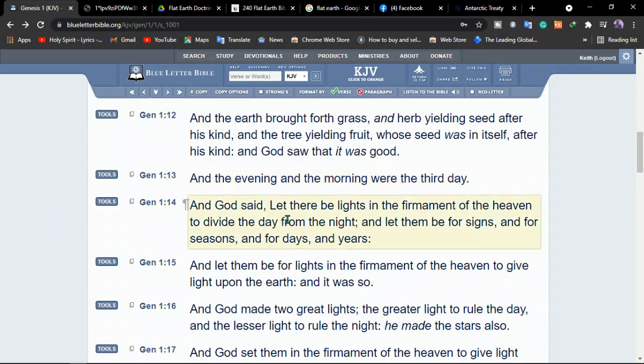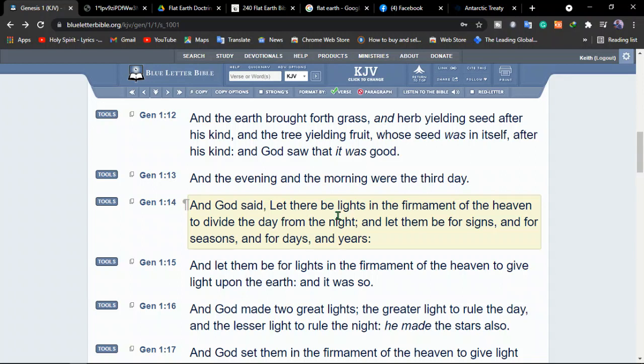And God said, let there be lights. Now, here comes the sun. Are you seeing the point here? Now, we are heading towards when the sun will be created. You see, everything is centered on the earth. It's not centered on the sun.